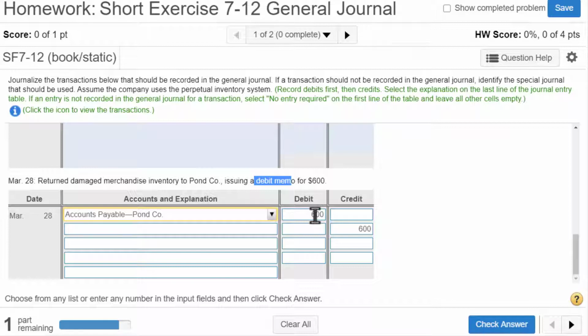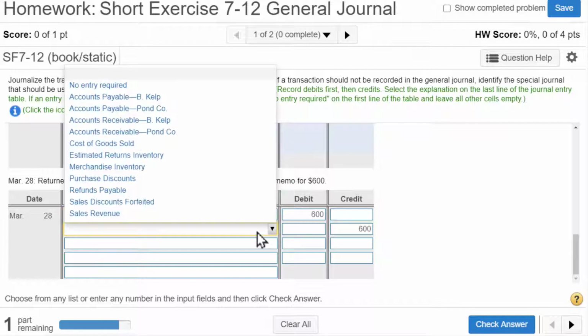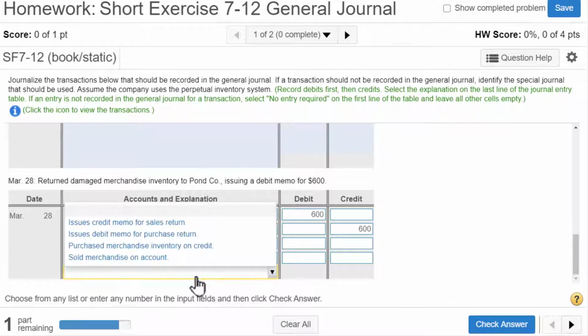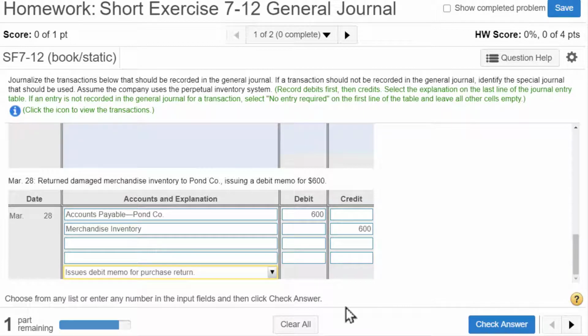inventory. And then what happens to our inventory when we return it? Our inventory is going down. Issued a debit memo for purchase return. So AP goes down, inventory goes down.